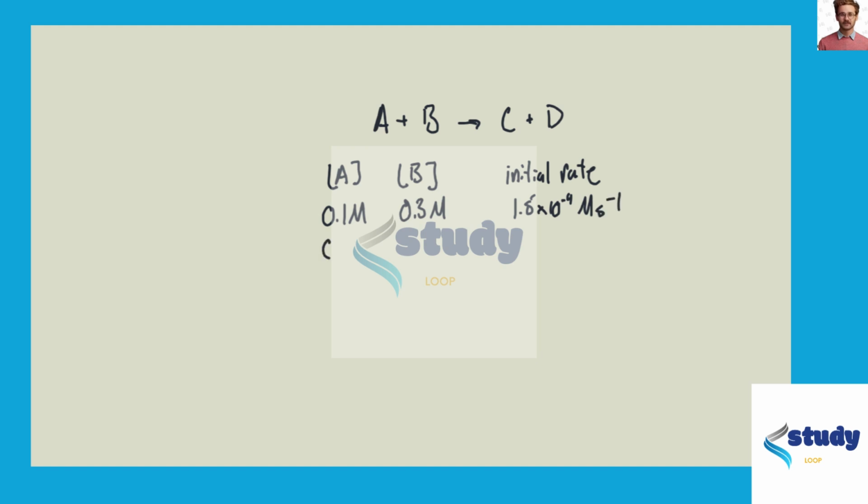When A is doubled, notice it's twice as much as A, and B is held constant at 0.3 molar, then the initial rate goes to 3 times 10 to the negative fourth moles per second, i.e., the rate doubles. Let's make a note of that.